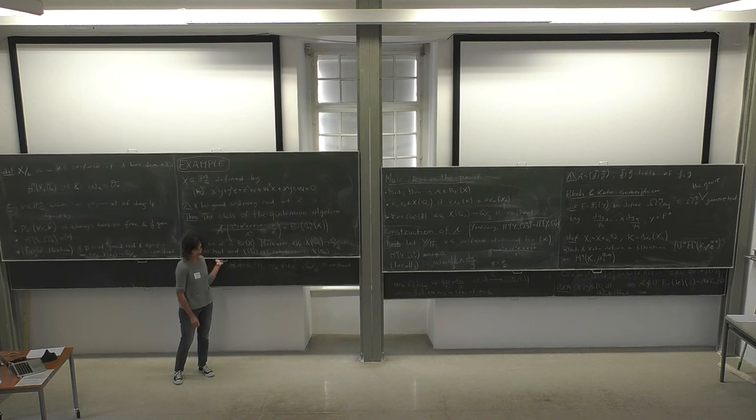Yeah, normally these extra automorphisms help you calculate the transcendental Brauer group. That's all. Other questions?